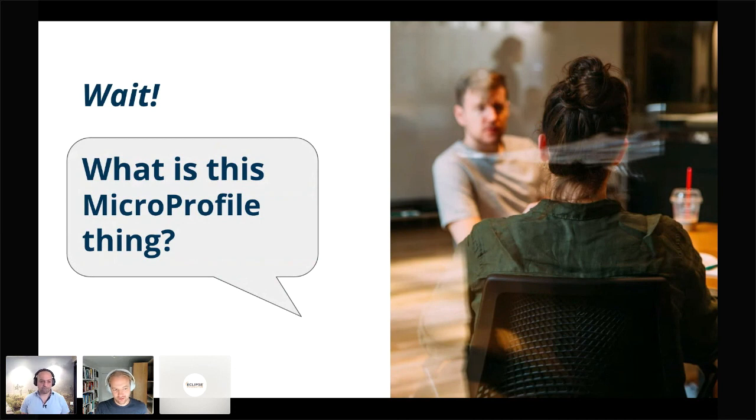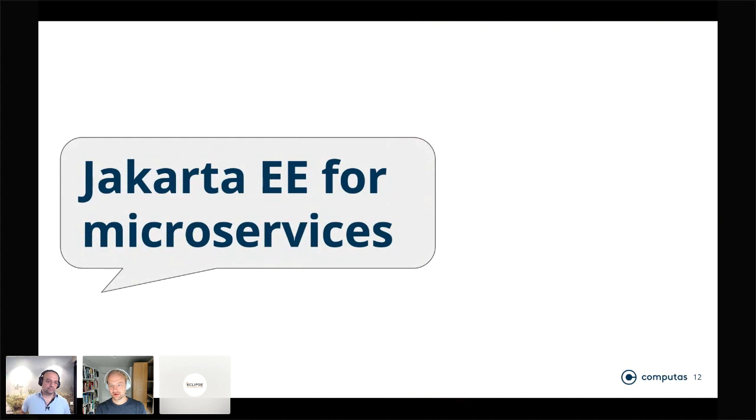Yeah, let's do that. So one easy way to put it, which is not true, but it's a useful model, is to say that MicroProfile is Jakarta EE for microservices.